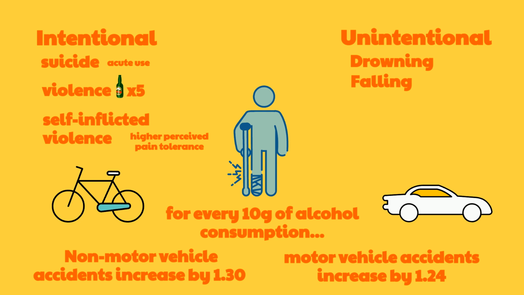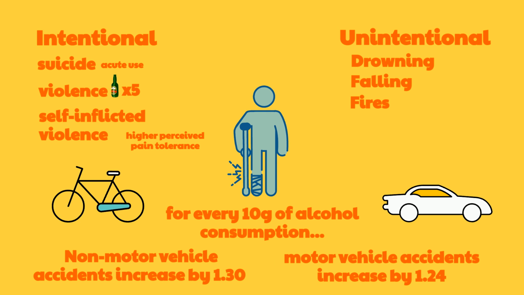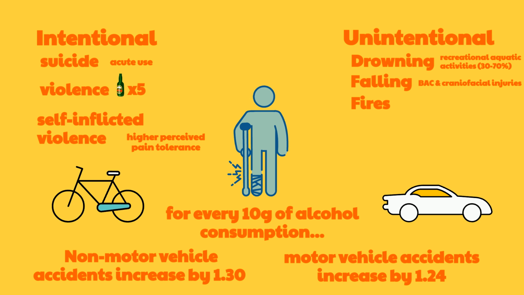For unintentional injuries, drowning, falls, and fires were the leading causes related to alcohol consumption. Alcohol consumption associated with recreational aquatic activities significantly increased the risk of drowning. Alcohol was detected in 30 to 70% of people who drowned, and it suggests that even small amounts can increase the risk. For falls, there has been found to be a direct correlation between alcohol blood concentration and higher risk of craniofacial injuries, as well as increased risk of injuries overall. While for fires, it was found that 58%, or over half, of all fire fatalities were under the influence of alcohol, with 31% of the total sample having more than 0.2 milligrams per 100 milliliters within their blood content.